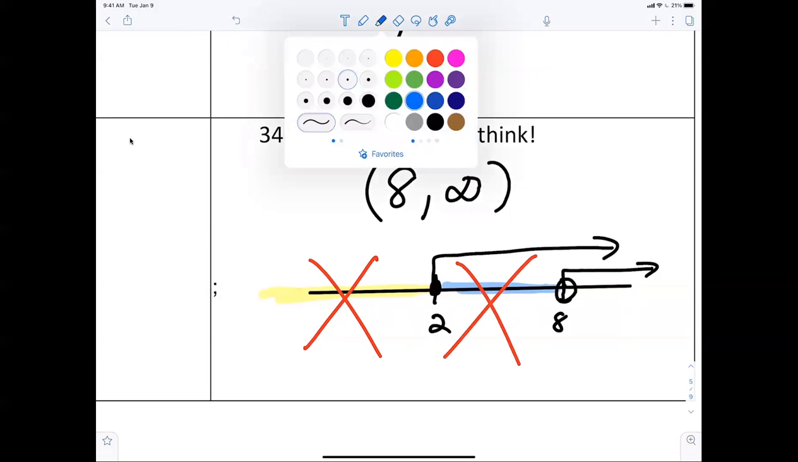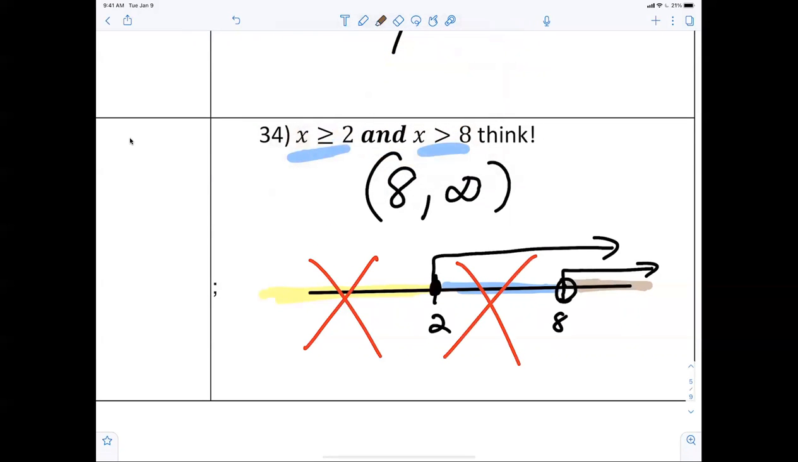So now we're going to do the other one. So now I have everything greater than 8. Are these numbers on the brown over here, whatever color that is, greater than 2? Yes. Are they greater than 8? Yes. That's why that's the answer. Or statement only has to be true for what? One of them. It can be true for both of them, but it has to be true for one of them. If it's not true for one or the other, it's not a solution.